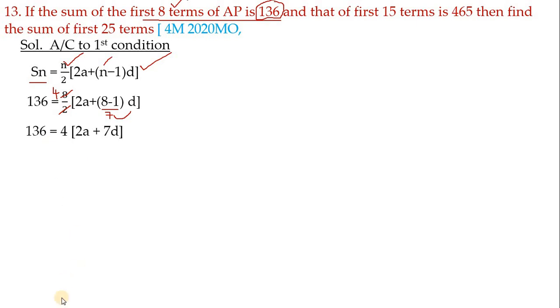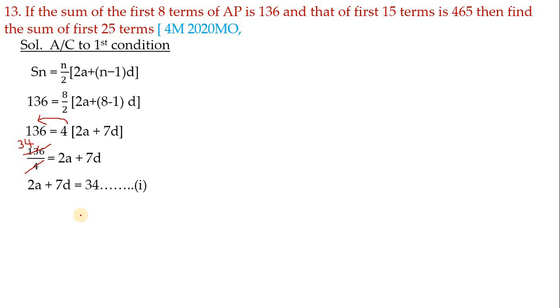And for the next step, 4 you transfer this side. So it will become the denominator. So 136 by 4. So cancel this. 4 1s are 4 and 4 3s are 12. 1 remainder, 1 take here. Now 16 will be there. So 4 4s are 16. So 34 I have got. So I can write 2a plus 7d is equal to 34 and call it equation number 1.